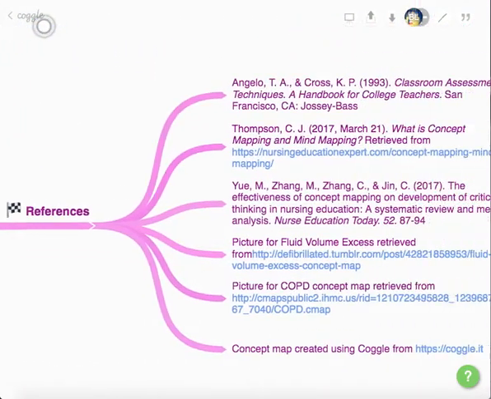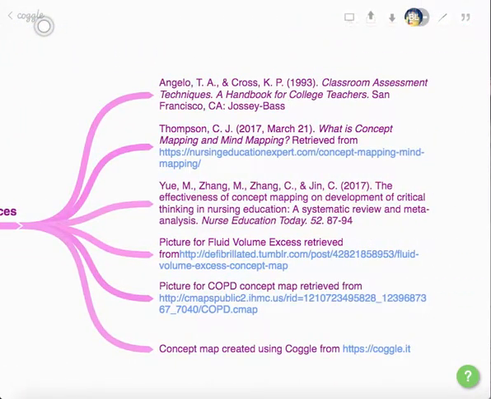And finally, here are some references that I used while researching this topic. This is my first time using Coggle for the concept map itself, and I highly recommend the tool if you'd like to do a concept map on the computer instead of hand-drawn.